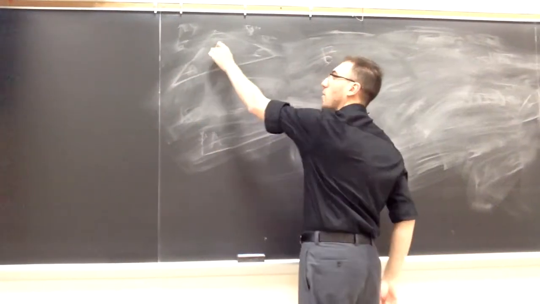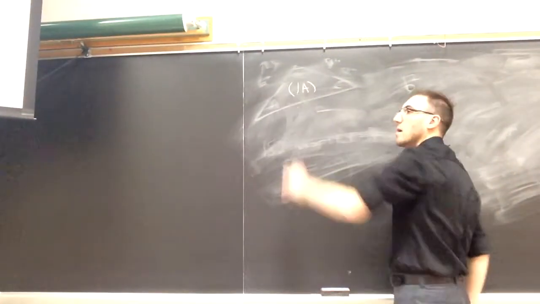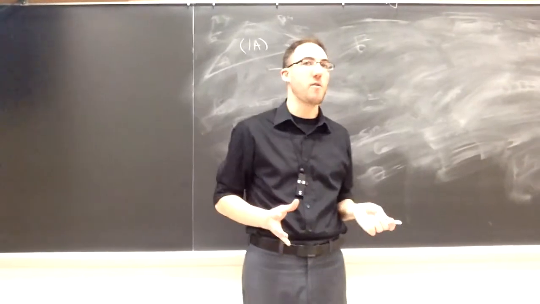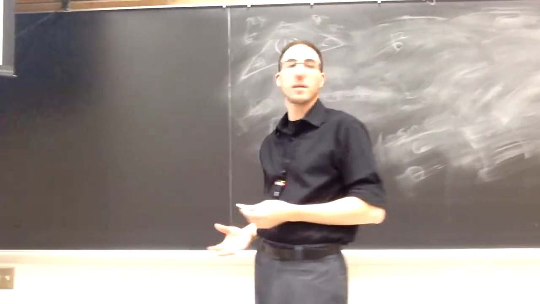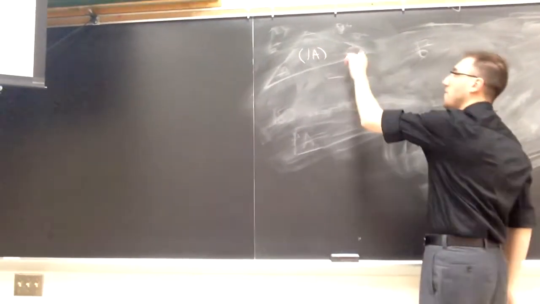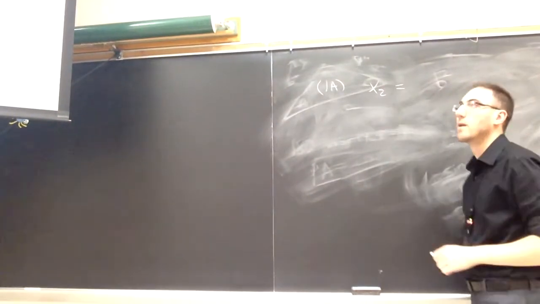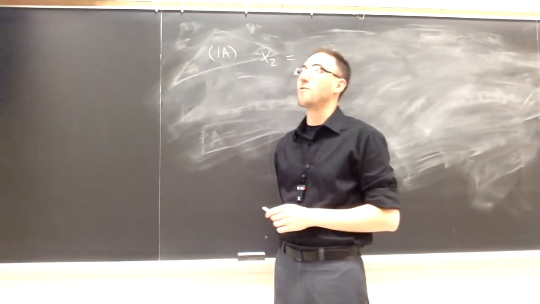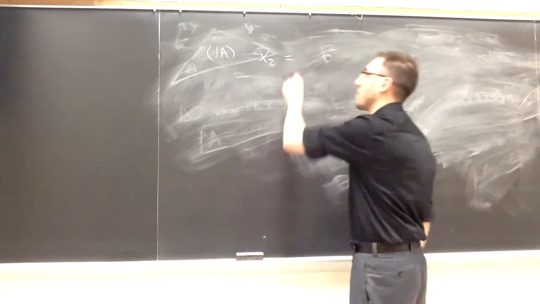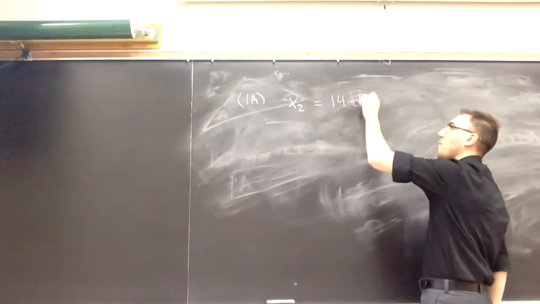So what I can do is I can take equation 1, and I can isolate one of my variables. The easiest one in this case is x2, because its coefficient is already 1. So I have to move over the x1 term to the other side, so I get 14 minus 4x1.